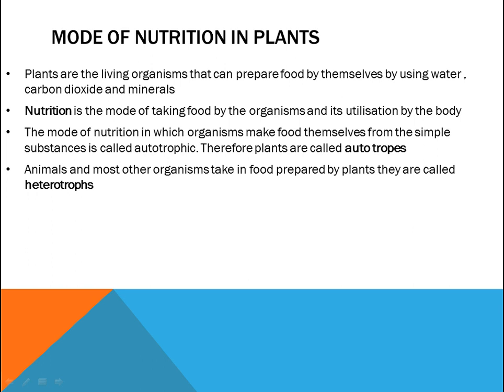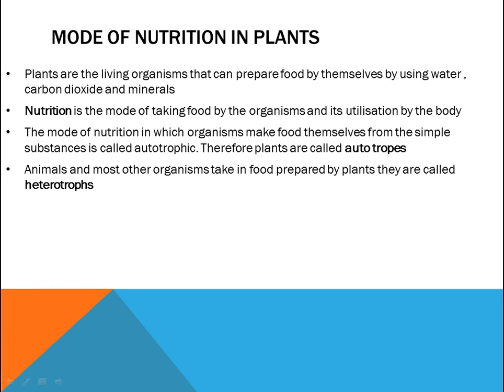The mode of nutrition in which organisms make food themselves from simple substances is called autotrophic. Therefore, plants are called autotrophs. Living beings that produce their own food by themselves are autotrophs. Auto means self, troph means producing.